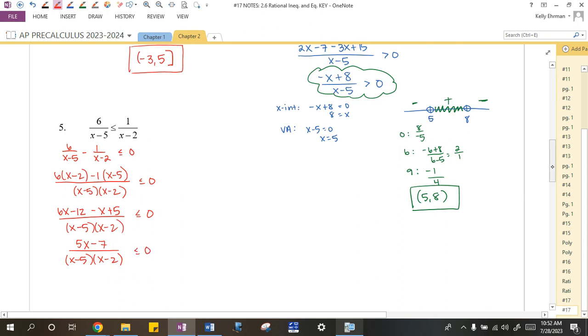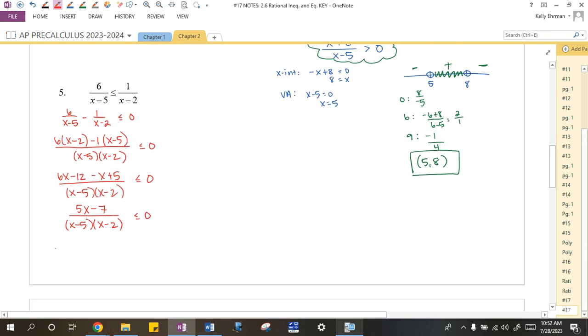It is possible, like in this one, that you're going to get some fractions for your critical numbers. So the x-intercept is x equals 7/5. And then there are two vertical asymptotes, 5 and 2. And again, you might want to compare 7/5. This is the one time I really encourage mixed numbers because you need to correctly place this. So that's 1 and 2/5, right?